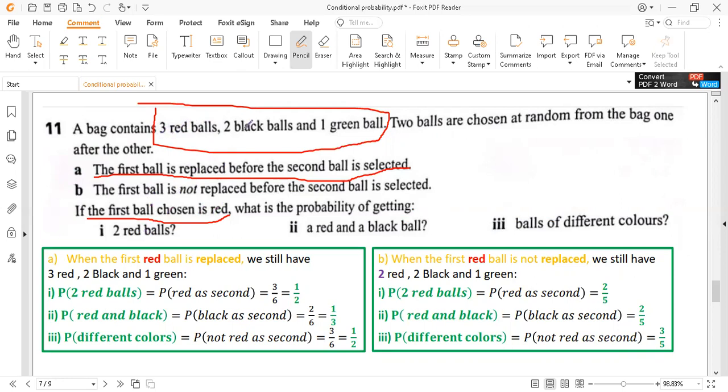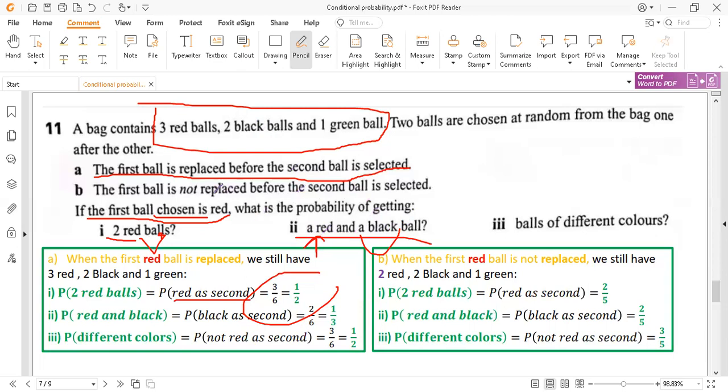So we have 3 red, 2 black, and 1 green, and we want to obtain red secondly, because we chose red first, and to have 2 red balls, the second one is red. So the probability to obtain red as a second is 3 from 6, which is 1/2. And also a red and a black: when we obtain red first, the second one is black. What is the probability of obtaining black as a second? So 2 from 6, and so on.